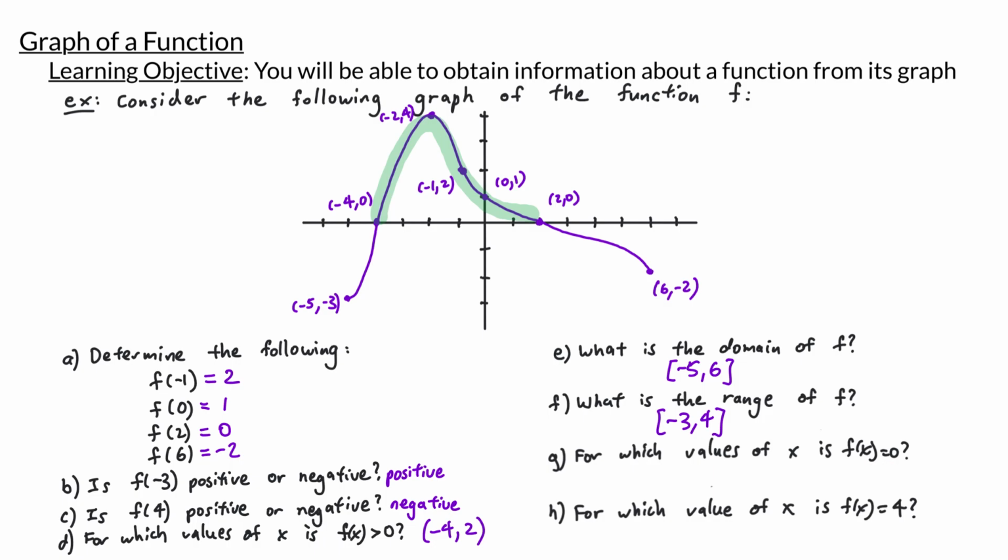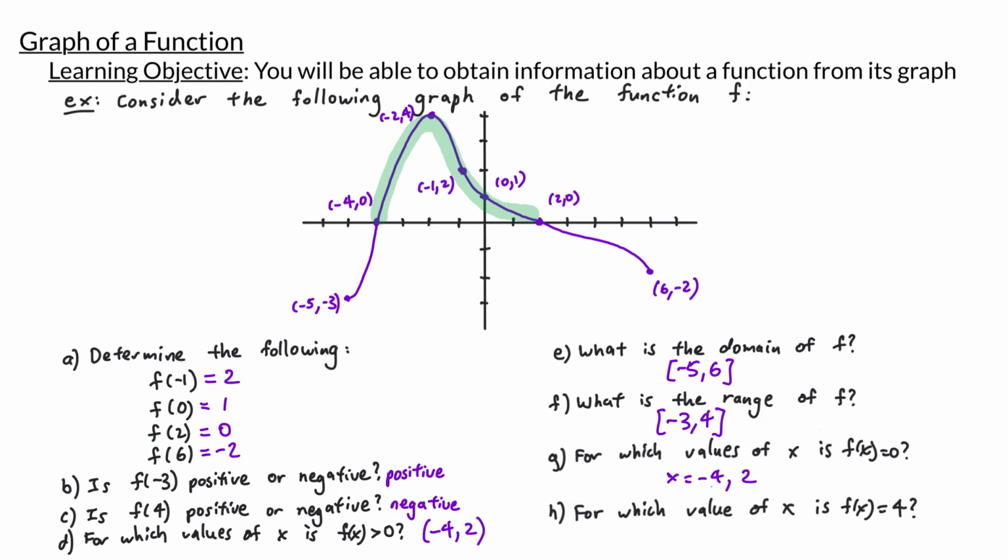In part G, we're asked, for which values of x is f of x equal to 0? So we're looking for the inputs for which the corresponding output is equal to 0. Meaning on our graph, we're looking for the x values for which the corresponding y value is equal to 0. Well, there are two places on our graph where the y value is equal to 0: at (-4, 0) and at (2, 0). So our answer here is x equals -4 and x equals 2.